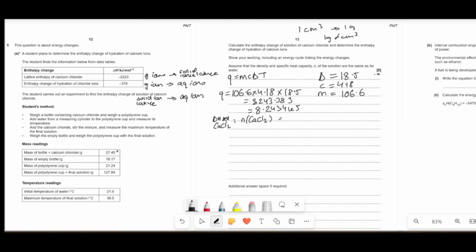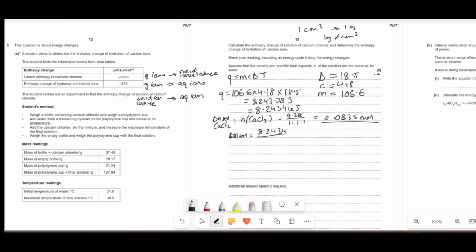So we know that this is here, and here, and then this is without it. So the difference between these two is going to be its mass. So the mass of this thing is going to be 9.28, and its Mr is 111.1. So that means you get 0.0835 moles. So therefore, delta H of solution is going to equal the energy released, so 8.2434.